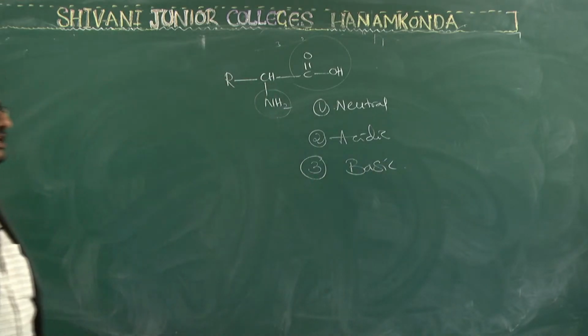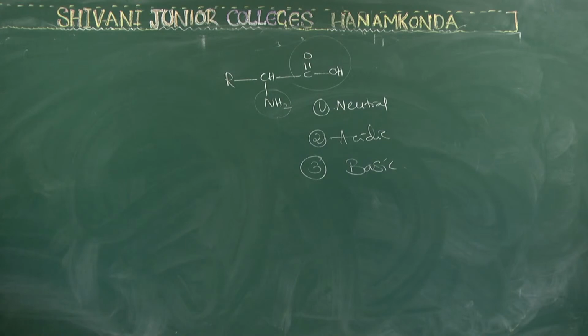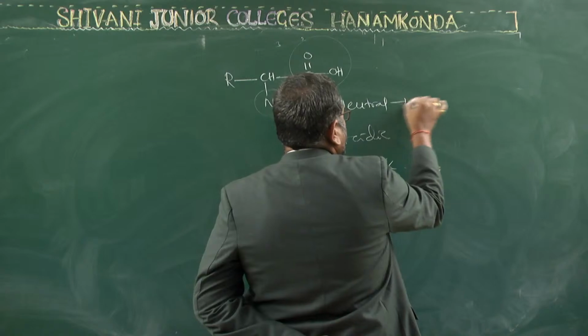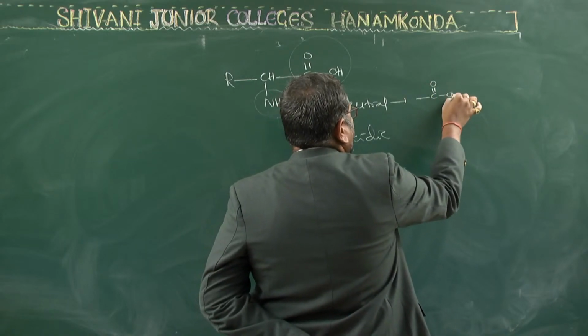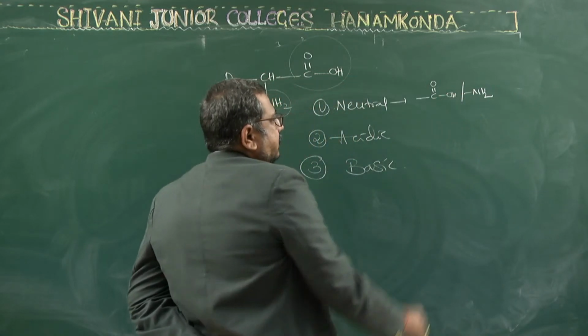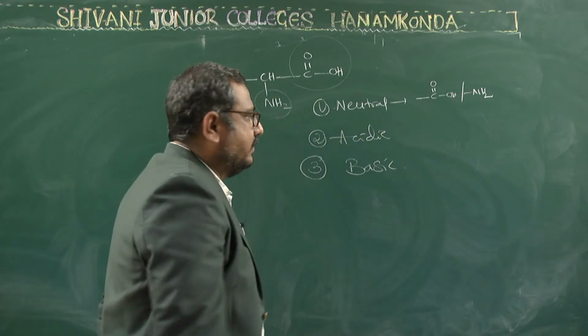Again, based on the nature, the classification of amino acids is of three types: neutral amino acids, acidic amino acids, and basic amino acids. Neutral amino acid means one acid group and one amine group are present in the system.